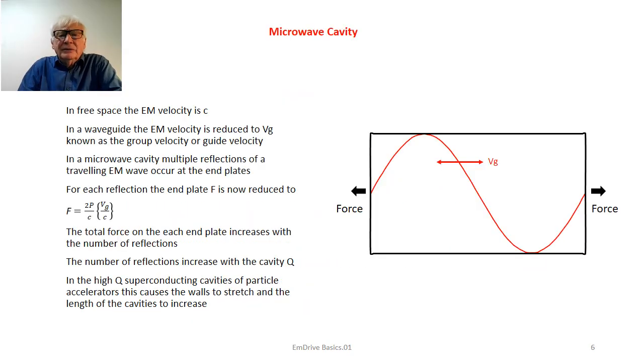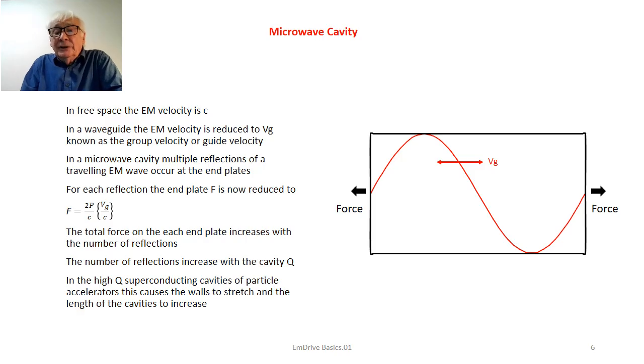So now we look at what happens when you propagate an electromagnetic wave inside a cavity. We've said that in free space the electromagnetic wave velocity is c, but inside a cavity this is reduced to what is known as the group velocity or the guide velocity. I think we'll carry on with the term guide velocity, and this is Vg as shown in the diagram.